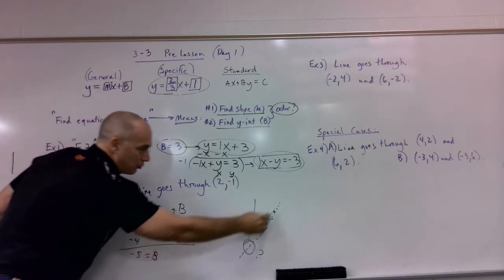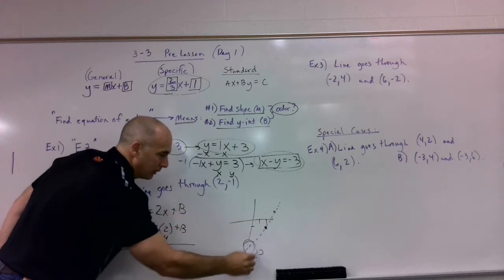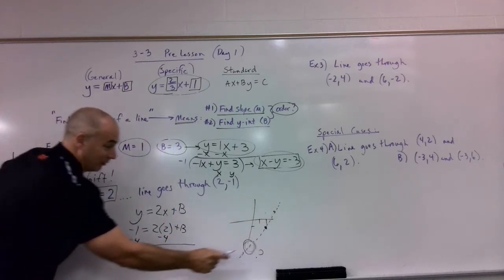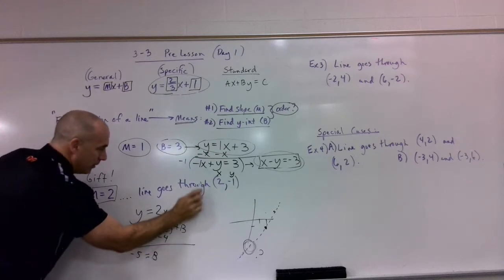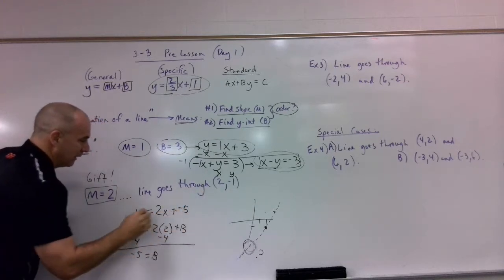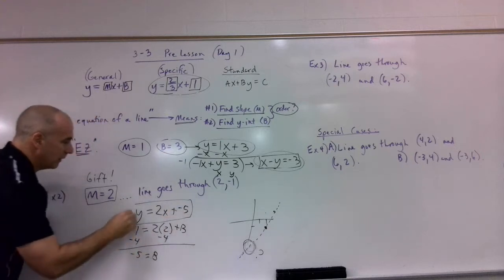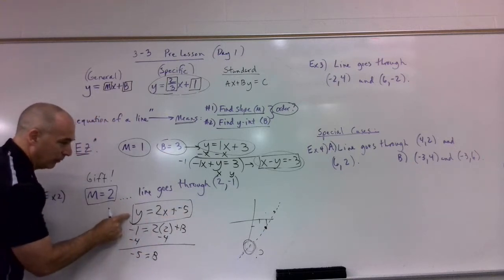Now remember our little drawing over here? We got a pretty close prediction, but it wasn't perfect. So I'm going to take this -5, put it right here, and there I have it. Now again, that's in point-slope form.